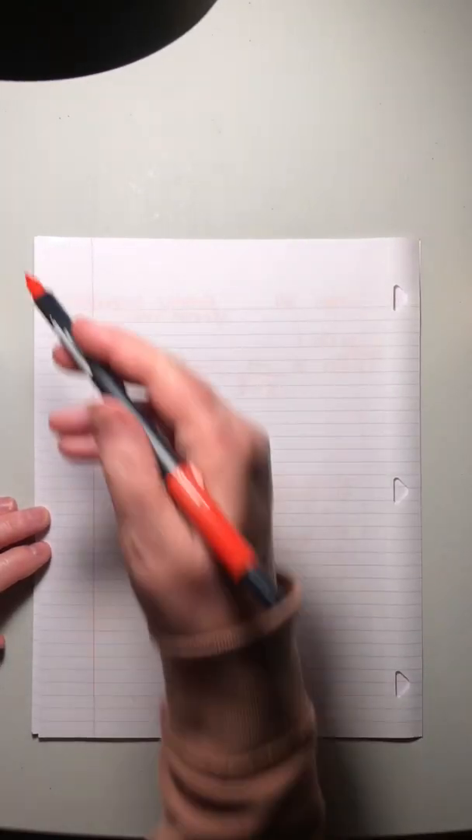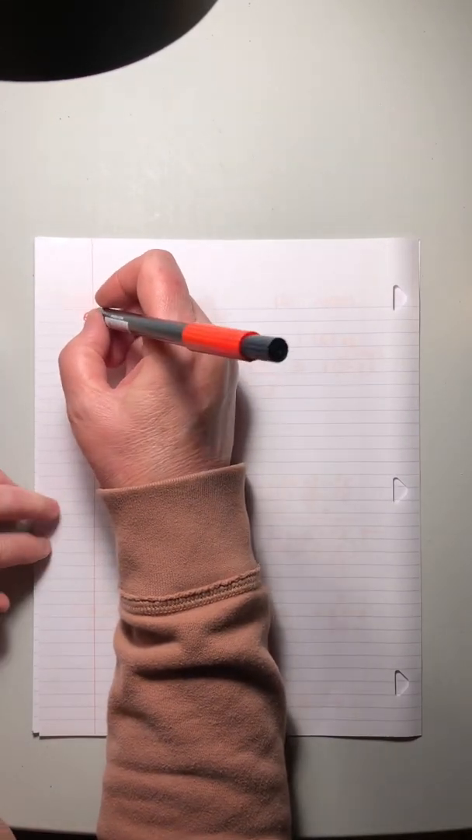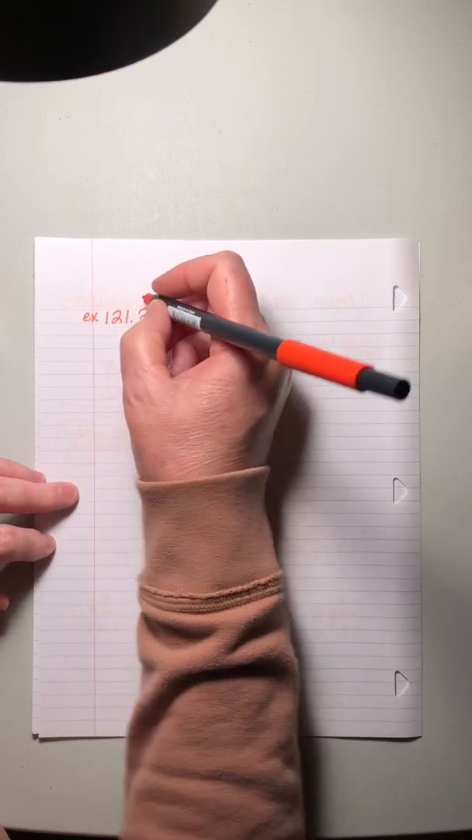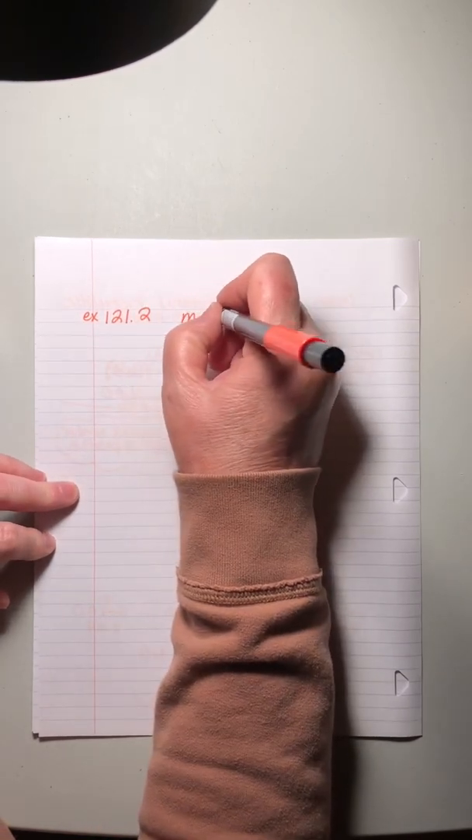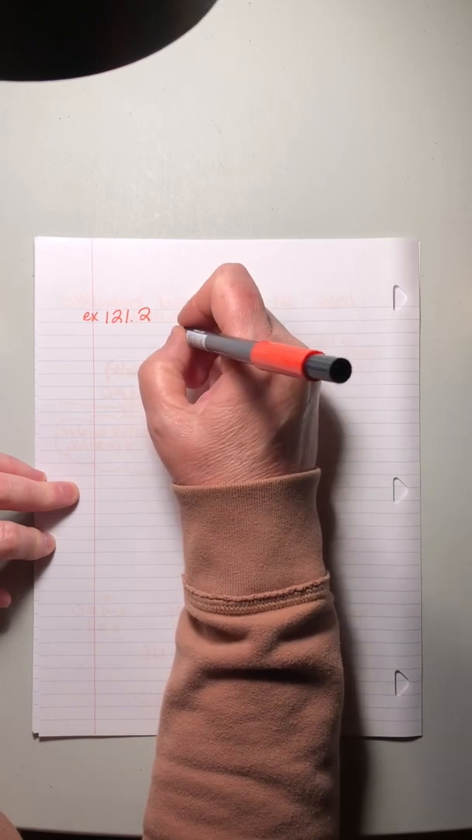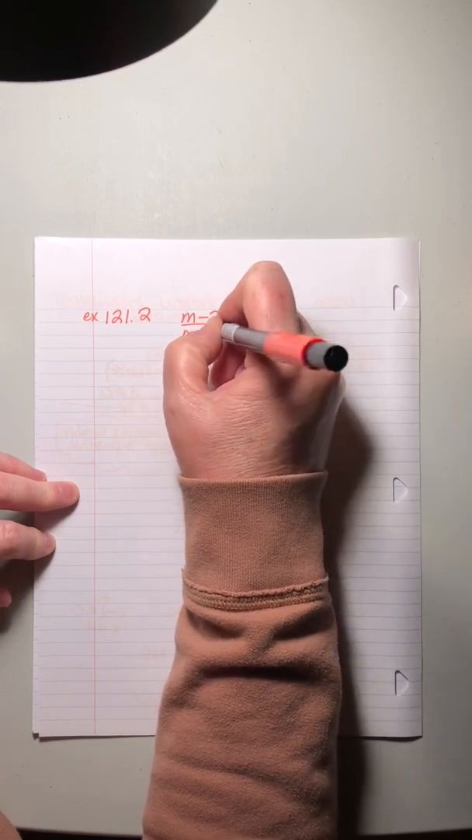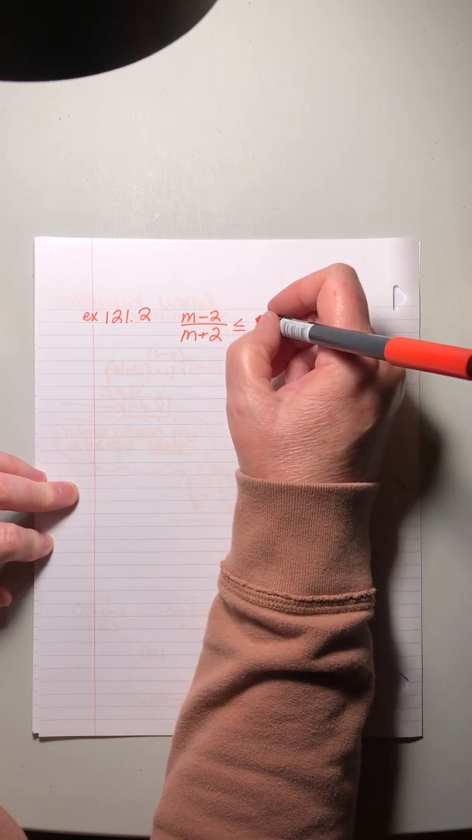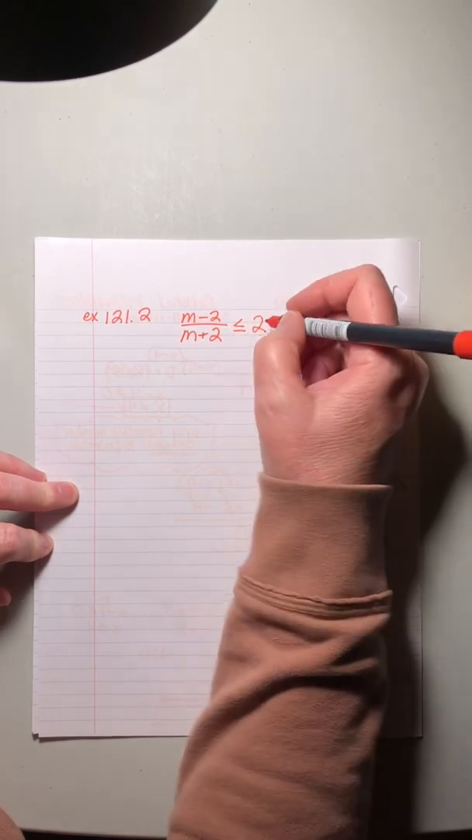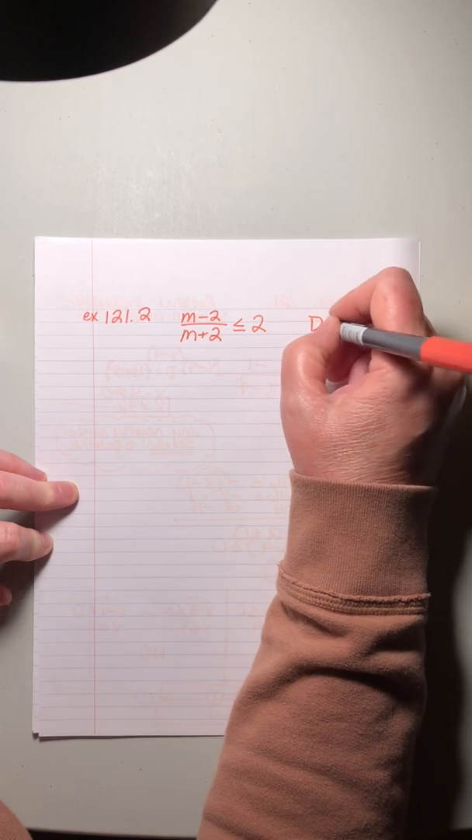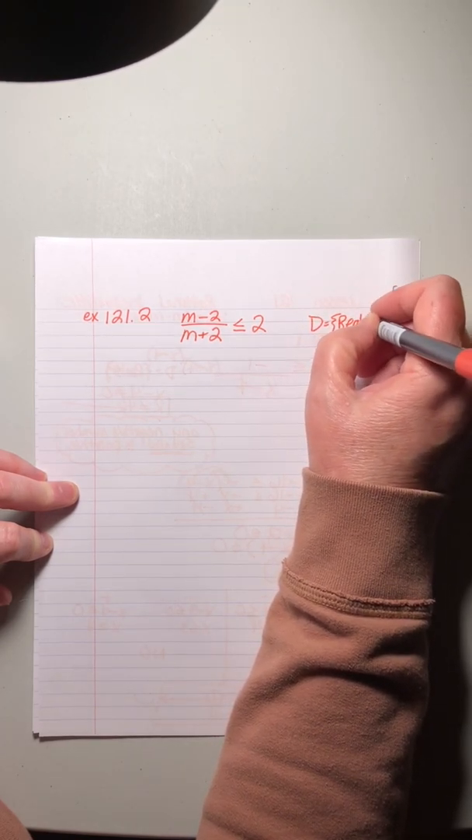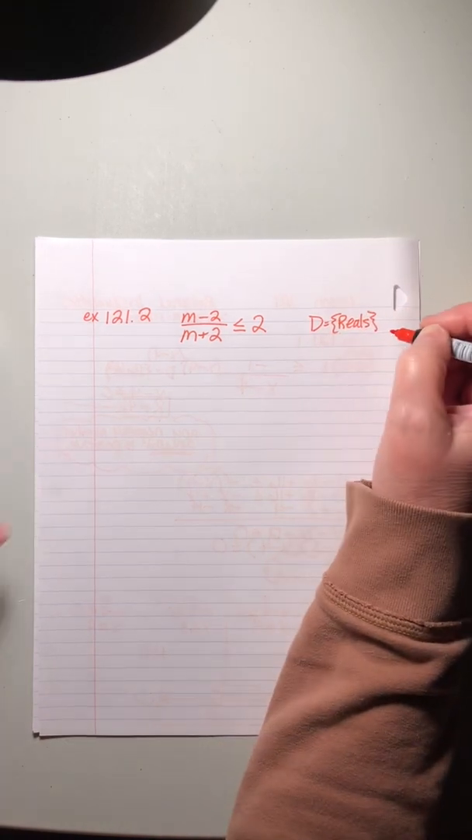Ready? One more. 121.2. Graph m minus 2 over, you guys, this is our last example of the year. I expect you to be wiping a tear. Look, I managed to spell reals right this time.